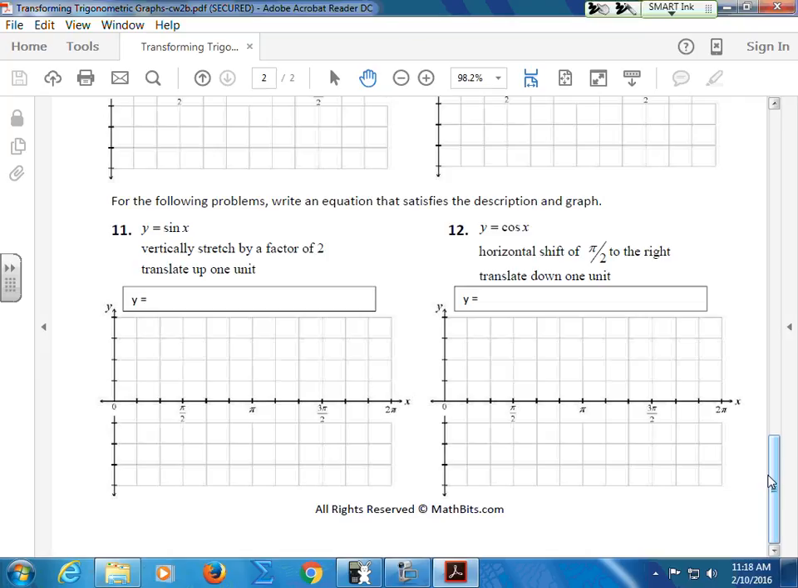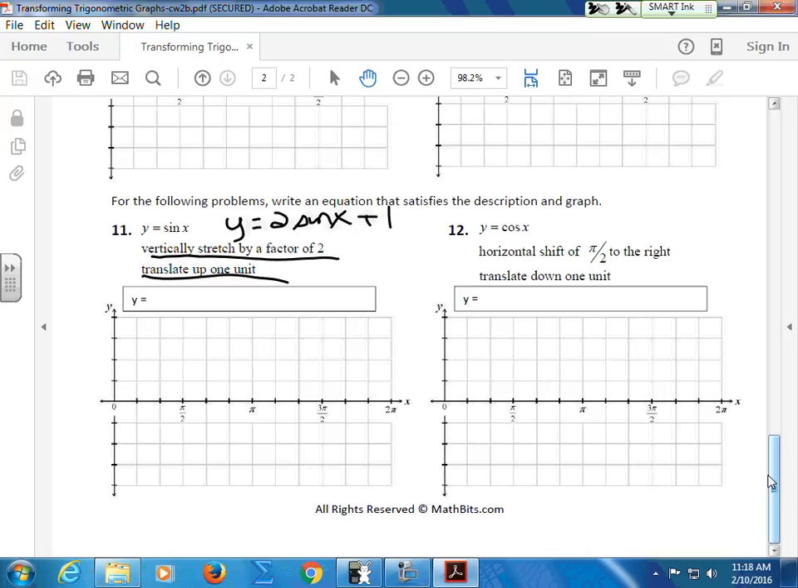So you're working off of a sine curve. We're vertically stretching this by a factor of 2. What effect does this have? What am I changing when I vertically stretch this thing by a factor of 2? The amplitude. So right away, I am 2 sine x. Then I translate this thing up 1 unit. What does that mean to me? Plus 1.